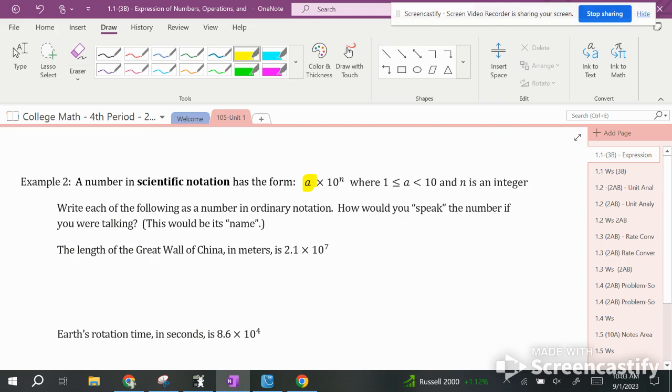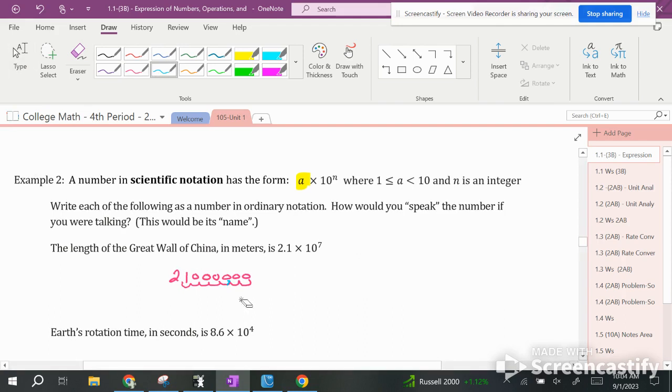Okay, let's talk about the Great Wall of China. It says the Great Wall of China is 2.1 times 10 to the 7th meters. We're going to take that and put it into numerical notation. How would I do that? How many places? 7. So I'd go 1, 2, 3, 4, 5, 6, 7. You guys learned that somewhere along the line. Then you fill in your commas.